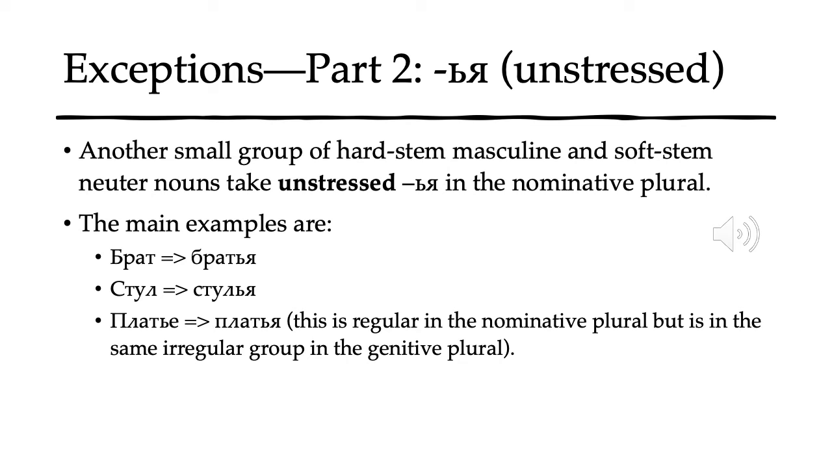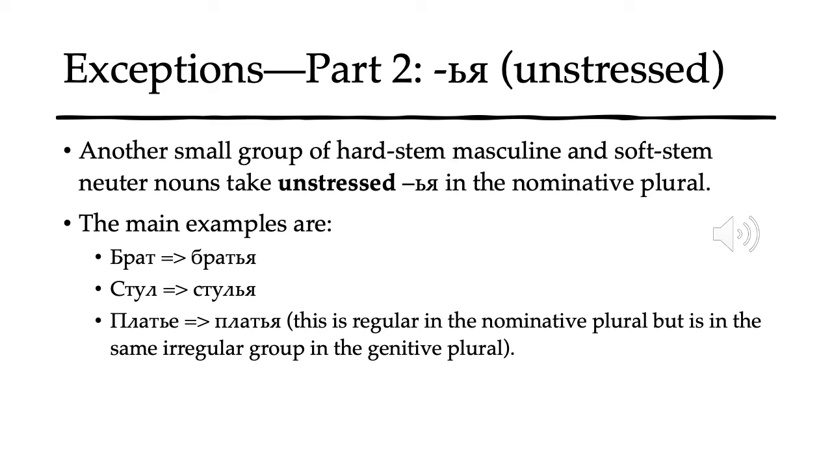The next group of exceptions we're going to look at appear exactly the same in written form, but they have a different stress. And this is important to keep track of because while they look the same in written form in the nominative plural, they will take different endings in the genitive plural. So it's important to keep these two groups separate in your mind. And this group is comprised of hard stem masculine nouns and soft stem neuter nouns that will take an unstressed soft sign ya in the nominative plural.